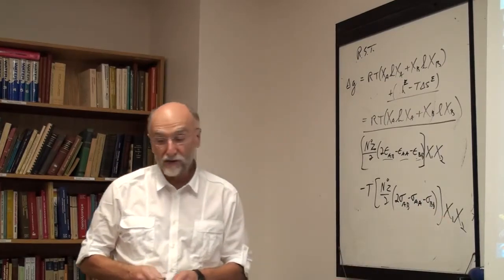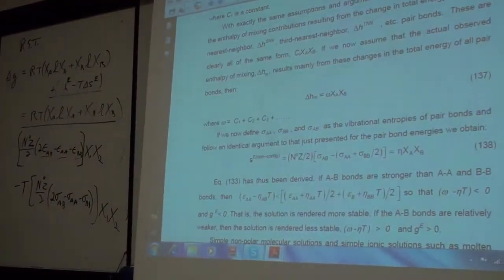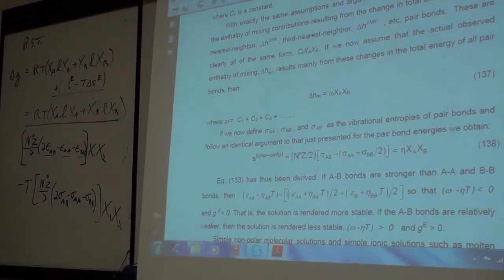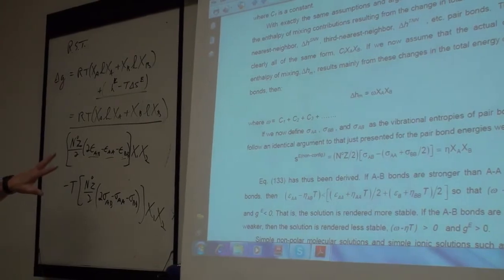Okay, so that was your regular solution theory, again based on the idea that Z is constant and that the vibrational entropies of a bond, A, have some sort of meaning, and B, that they're independent of temperature and composition. Okay, so that's how we arrived at that expression.